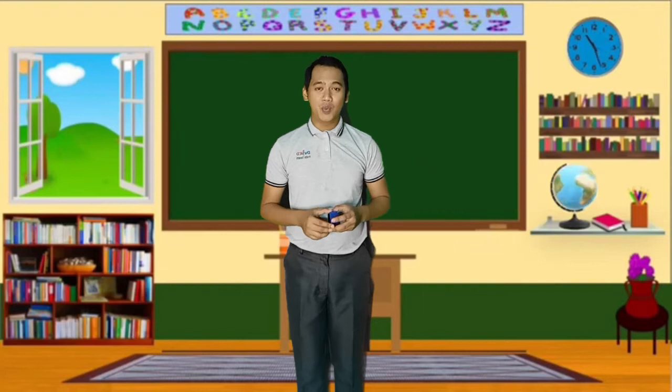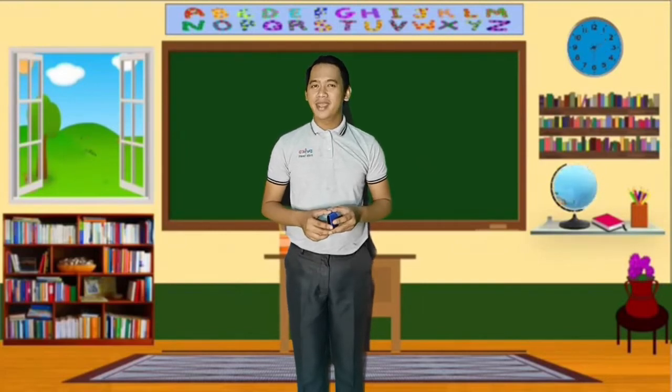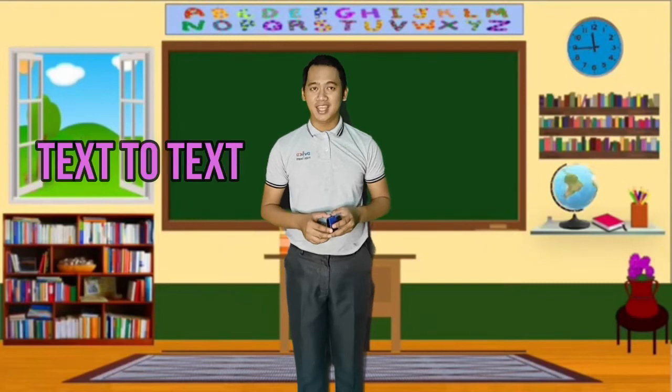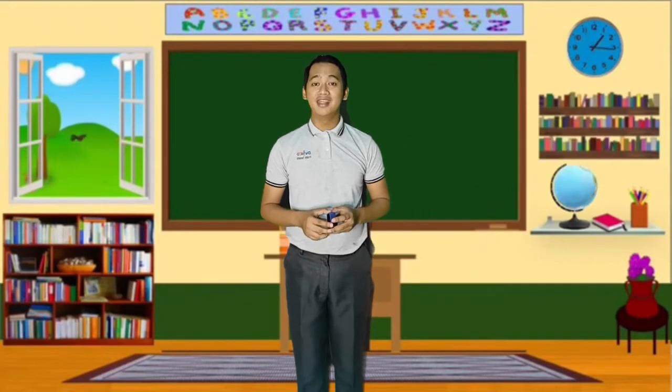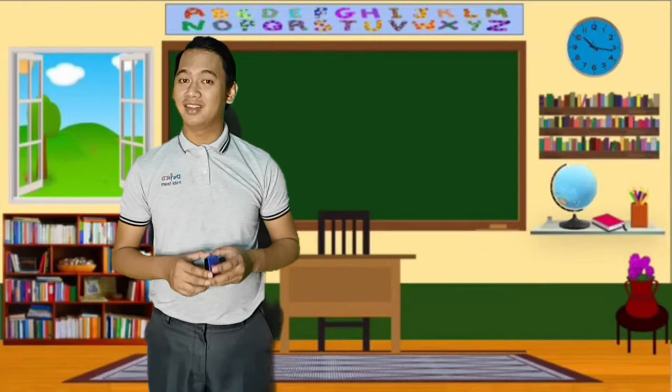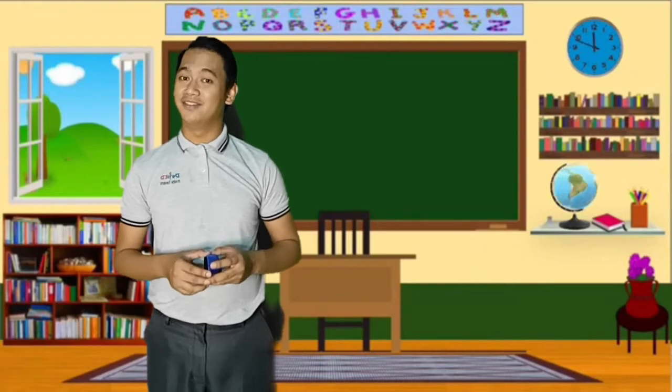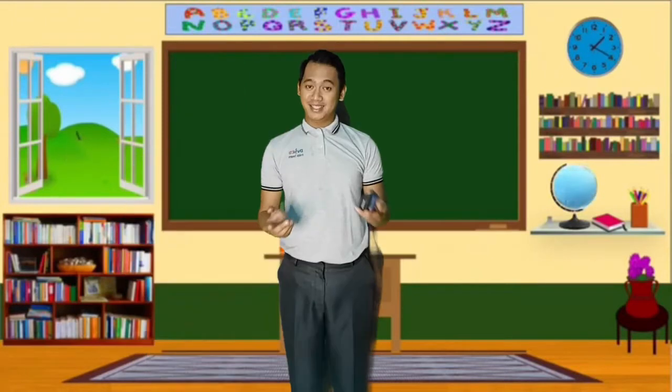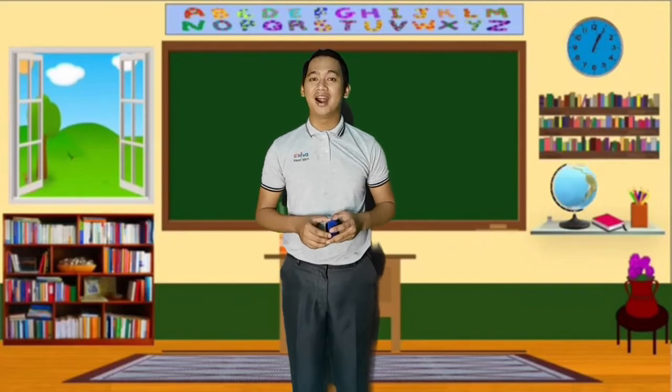Do you know the three ways to make connections? Precisely. We make connections through text to self, text to text, and text to world. Let's dwell more on each of these as we read a narrative text titled Having a Best Friend. Please take note of the following guide questions which will facilitate our discussion later.